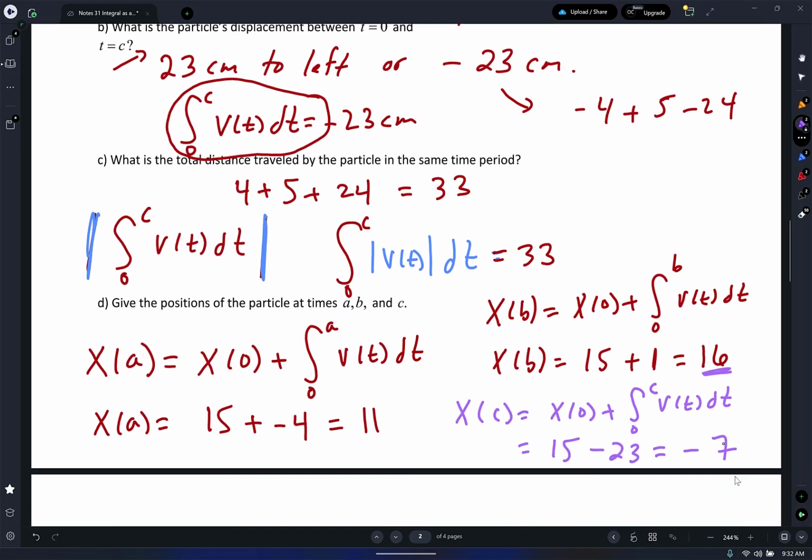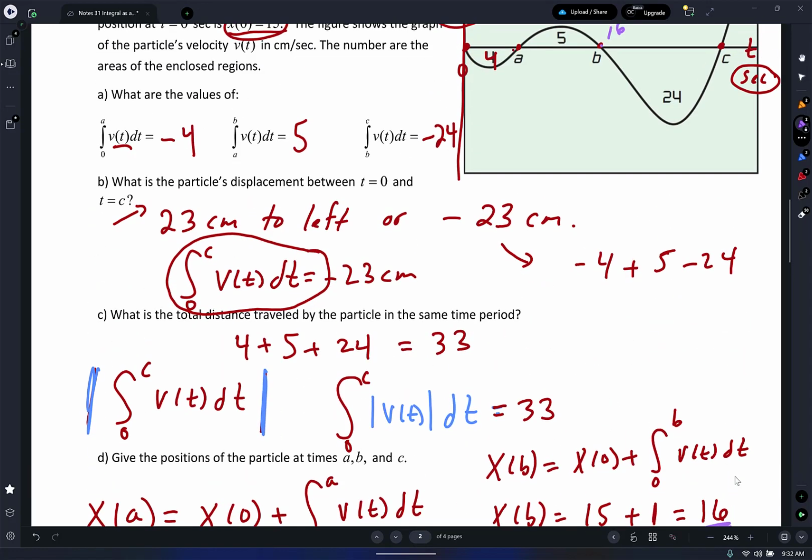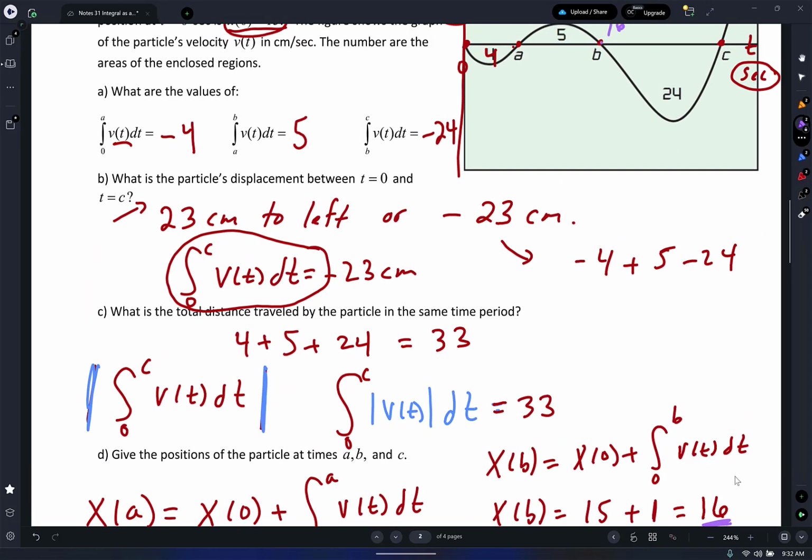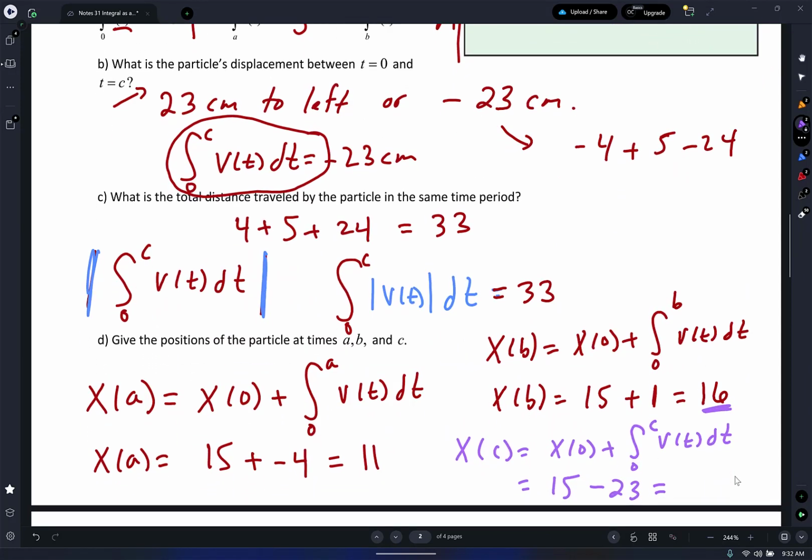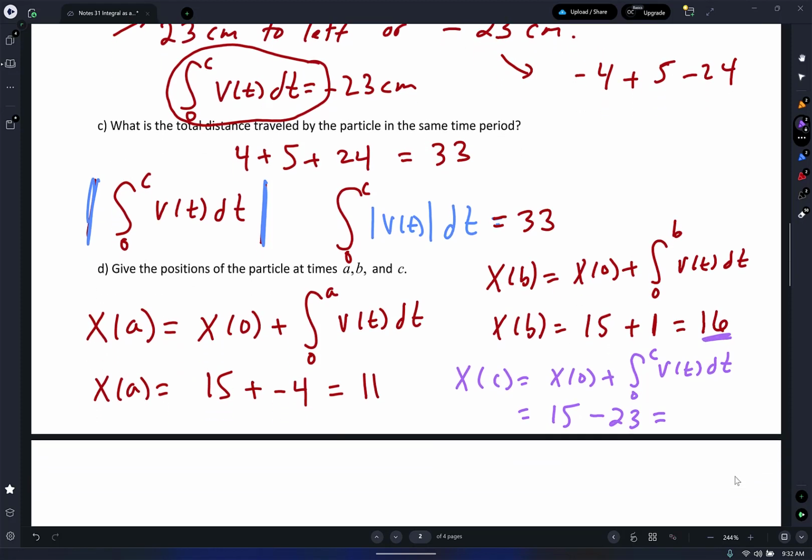Oh. Oh, yeah. The 15 is the initial. Yeah. It's the same answer. 16 minus 24 is the same thing as 15 minus 23. Right? Yeah, sorry. If I confuse you guys, I'm going to slow down. Don't worry. I'm going to answer you right now.